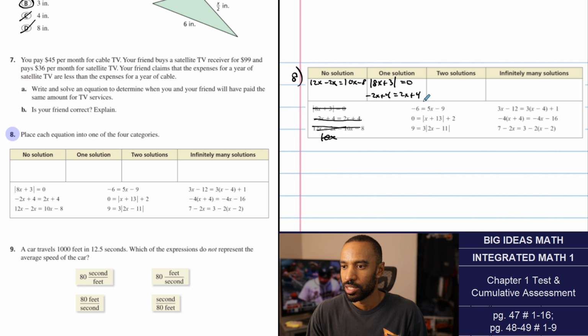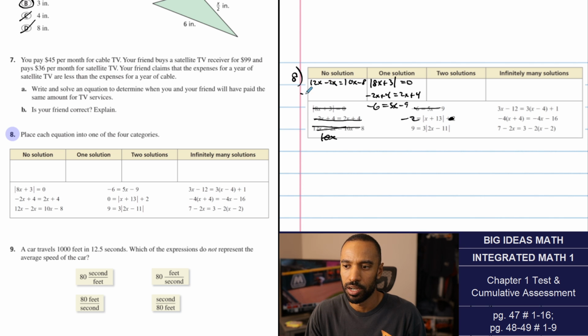Negative 6 equals 5x minus 9. There's a solution. Even if it's a fraction, there's one solution. So negative 6 equals 5x minus 9. If I subtract 2 over here, I get a negative 2. An absolute value of something as negative is not possible.